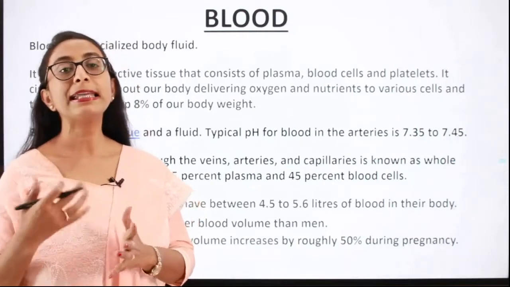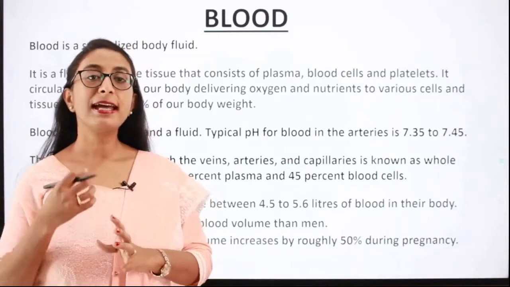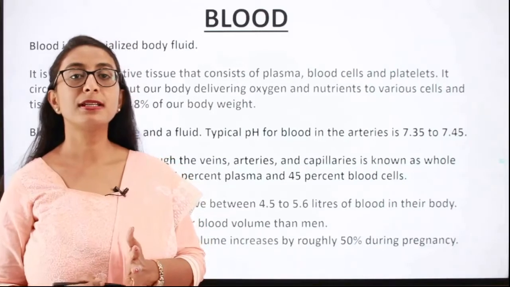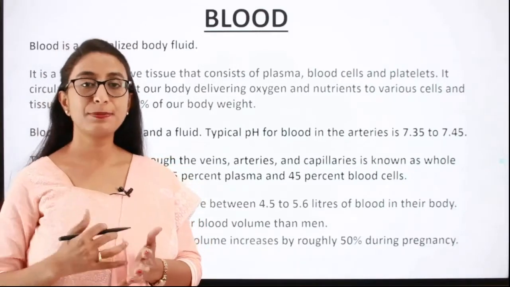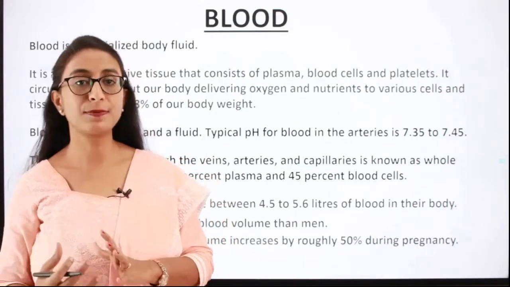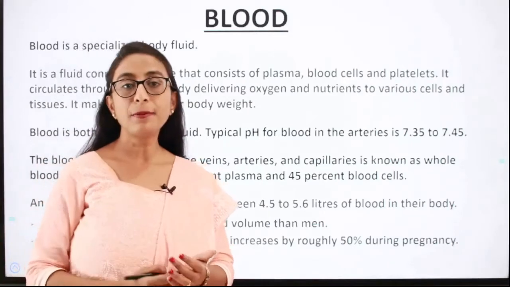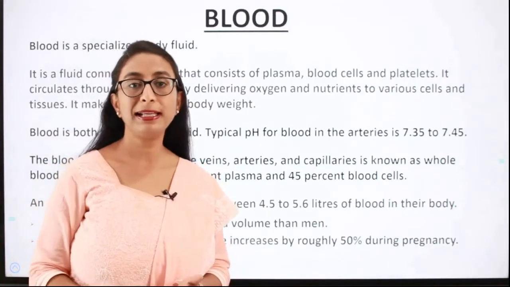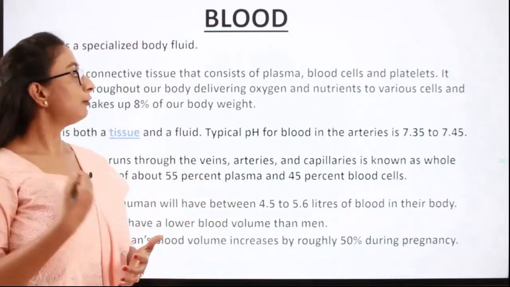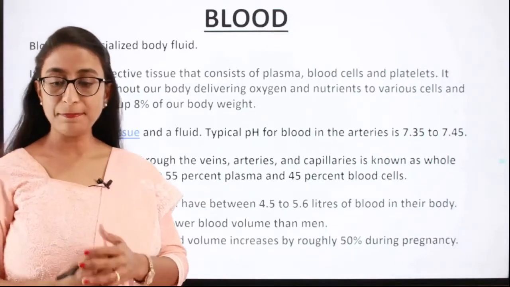Just like how in a cell we have cytoplasm, a jelly-like substance in which various organelles like mitochondria, ribosomes, nucleus, etc. are suspended, similarly in blood we have a fluid component called plasma. And in the plasma, we have cells like the RBC, WBC and the platelets suspended. So blood is a fluid connective tissue that consists of plasma, blood cells and platelets.